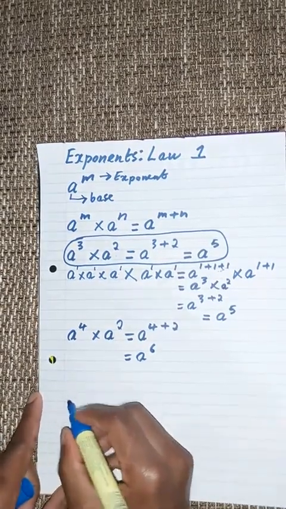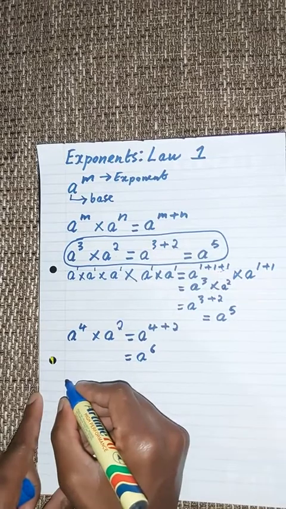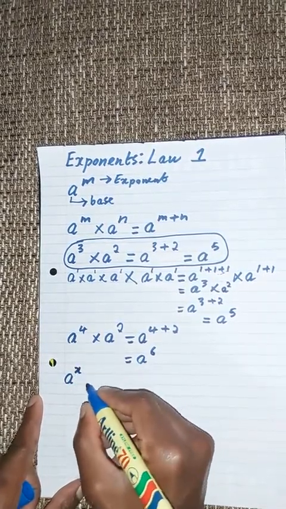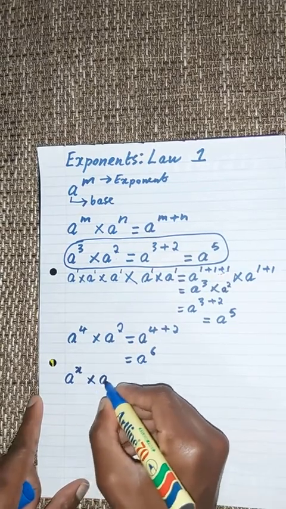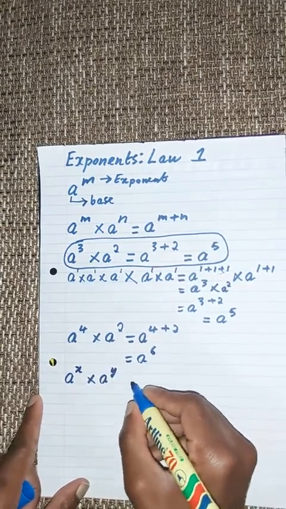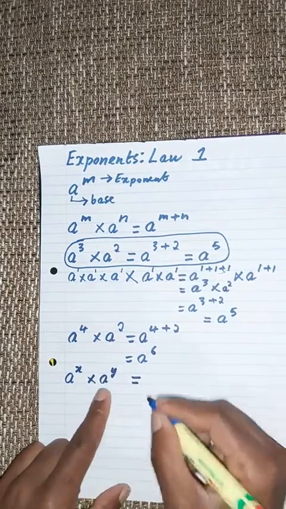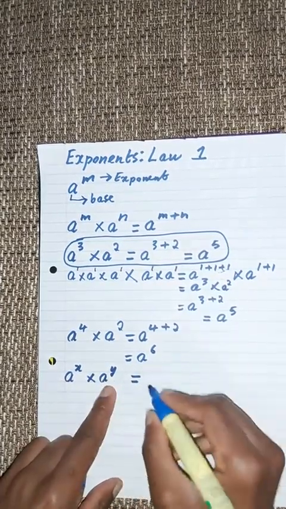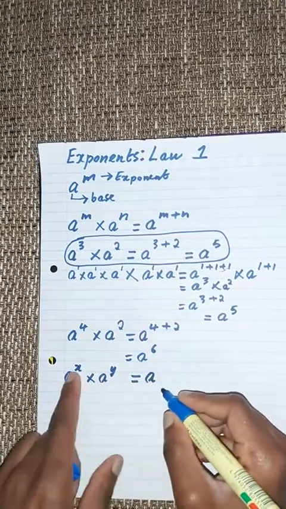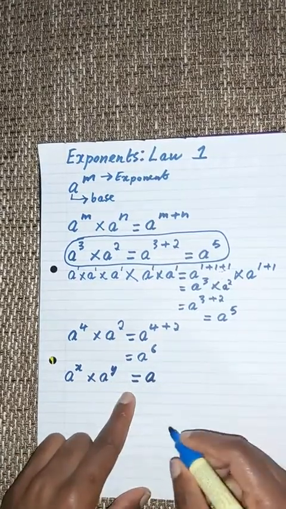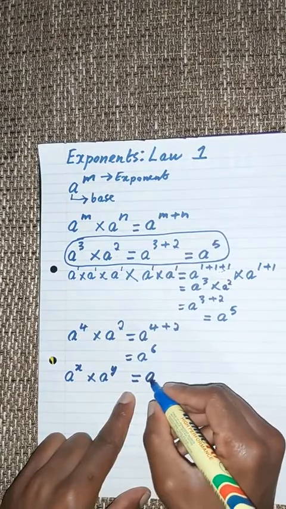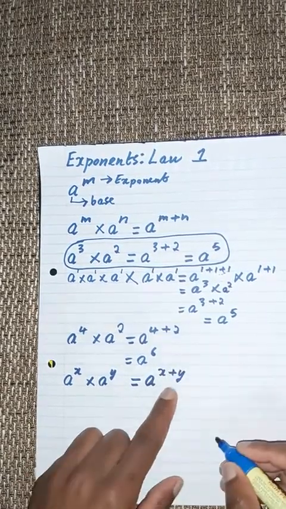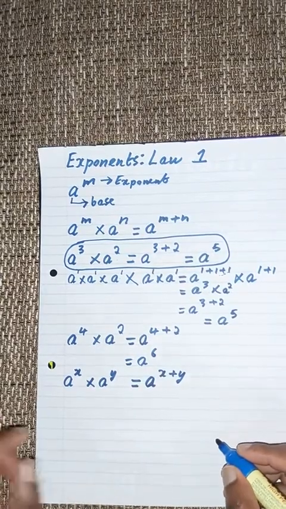So the other example that I have is, if I have a to the power of x multiplied by a to the power of y, then my result here should be that under the same base, since I have two similar bases multiplying each other, under the same base, I will have my exponents adding to one another. So I will have a to the power of x plus y, and this becomes my final result.